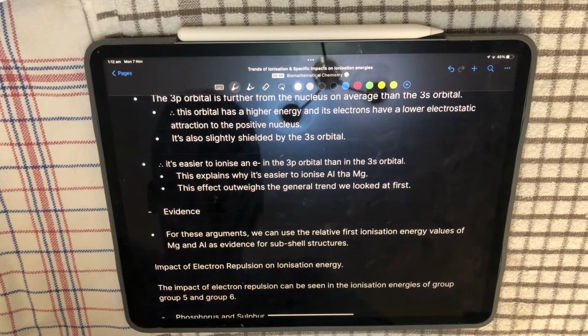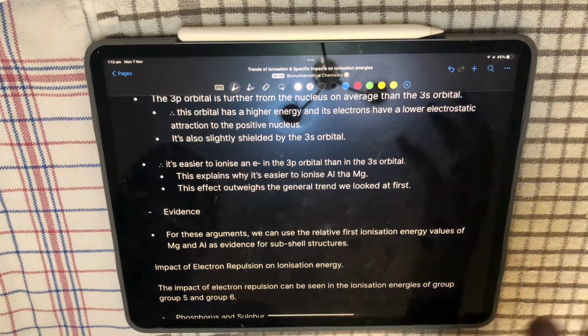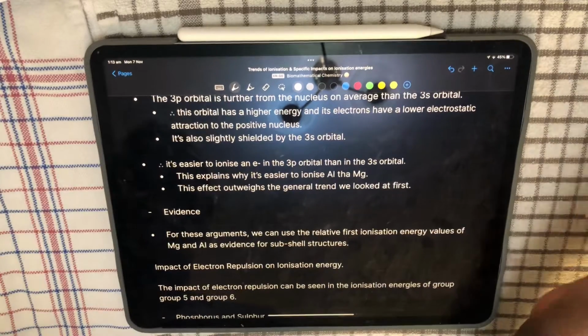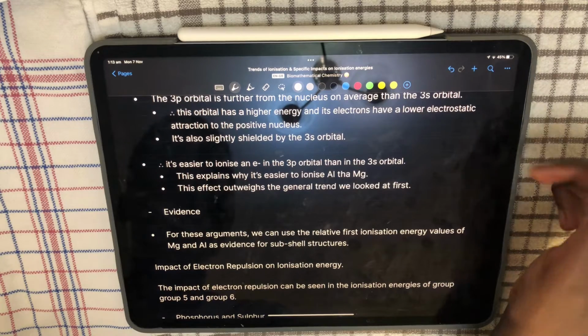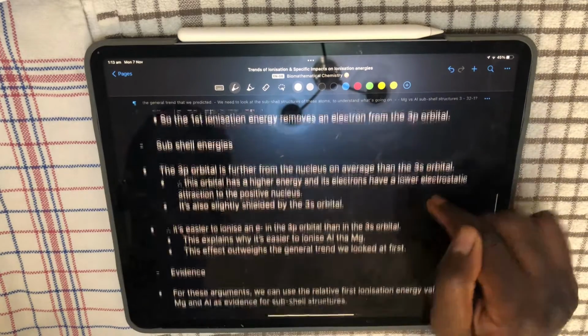As evidence for these arguments, we can use the relative first ionization energy values of magnesium and aluminium as evidence for subshell structures. So this is evidence that there are subshell structures, not just shells of 1, 2, like you would have at GCSE, the first shell, the second shell. This is proof that there are subshells. There's meaning behind why the ionization energy is so different.